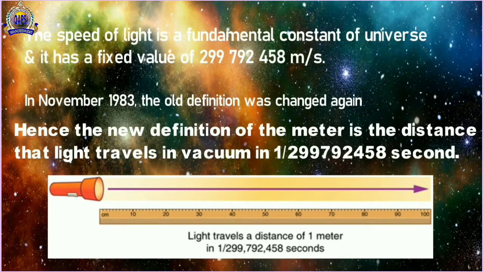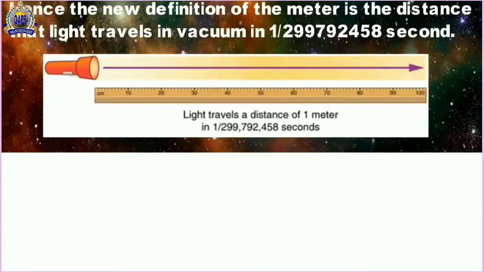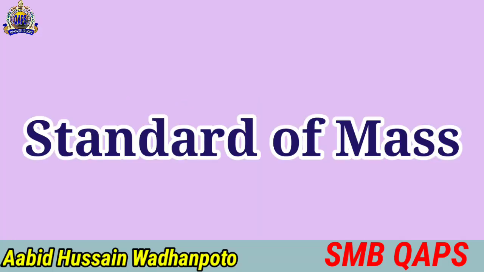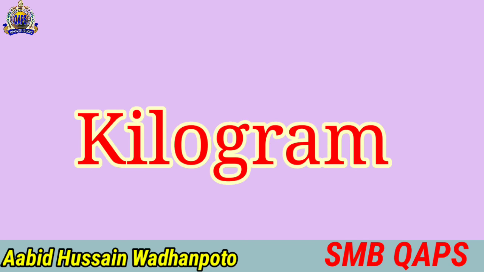Okay, so this is the standard of the length, and it is called the meter. Now we will talk about the standard of the mass. Actually, standard of mass means the unit of the mass. So here we have the SI unit of mass, which is called the kilogram.